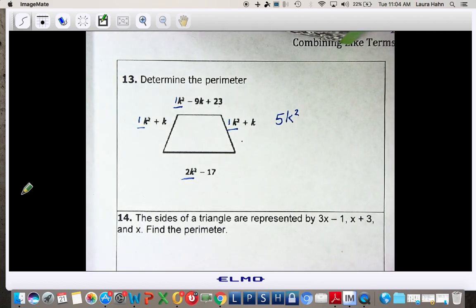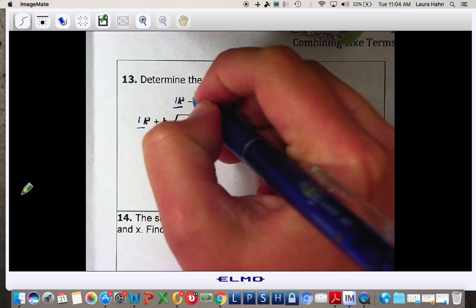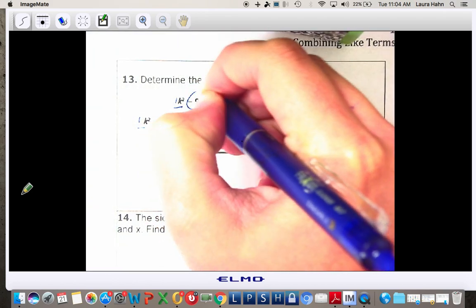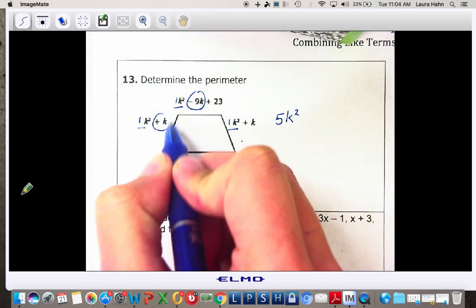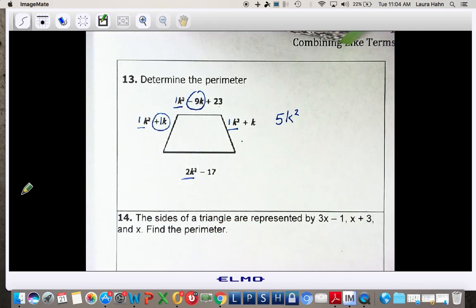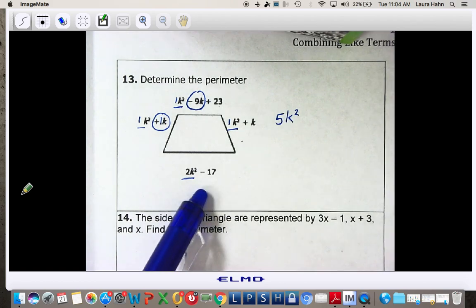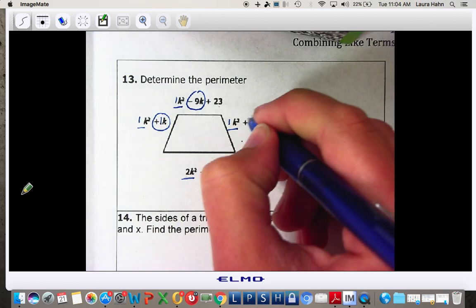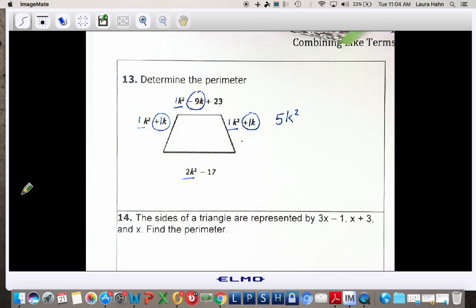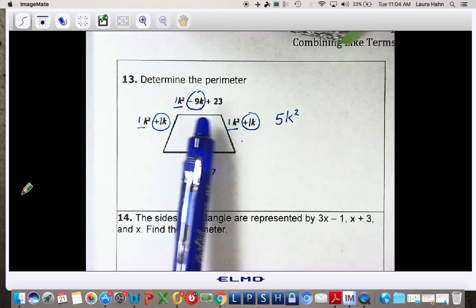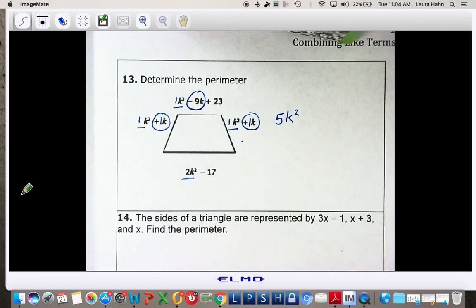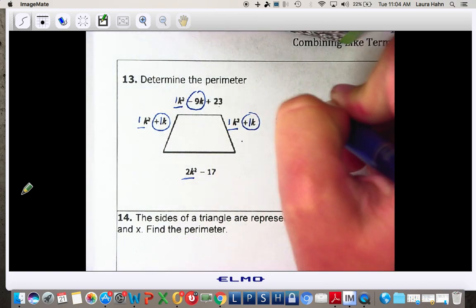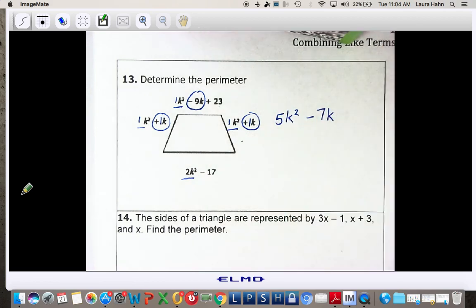All right, next we look at our k's. I have a negative 9k here. On this side I have a positive 1k. There's no k's on the bottom. And on this side I have another positive 1k. So I need to add all these k's together. A negative 9 plus 1 plus 1 gives me a negative 7, and those were k's.